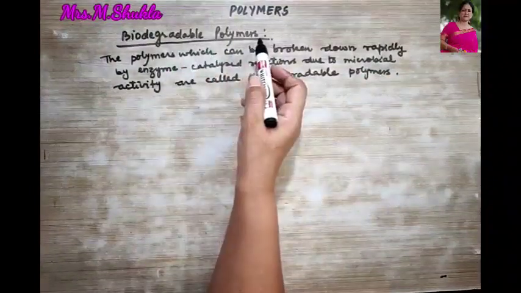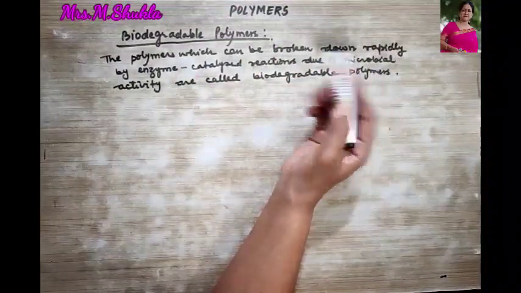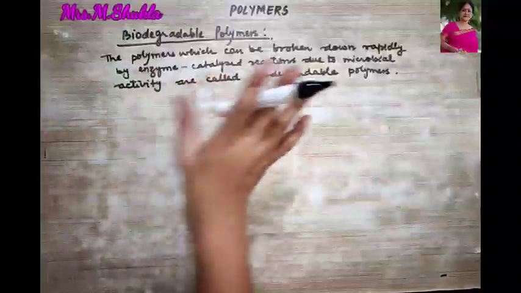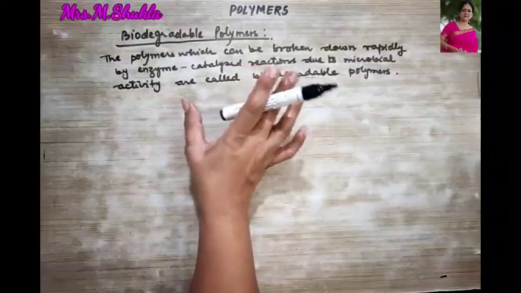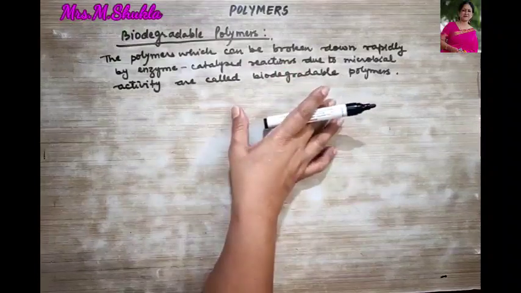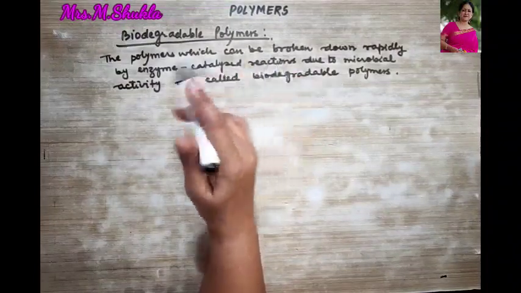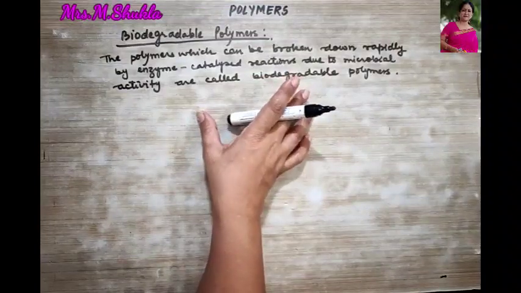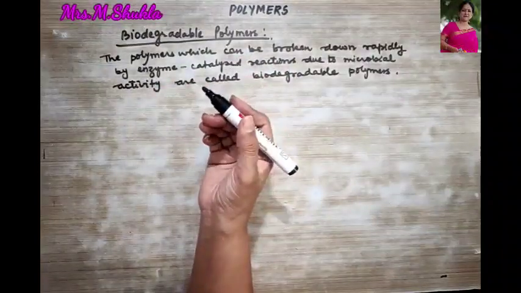So what are biodegradable polymers? The polymers which can be broken down rapidly by enzyme catalyzed reactions due to microbial activity. They are called as biodegradable polymers. Now, there are a large number of polymers which are responsible for the accumulation of polymeric solid waste materials, right? So these solid waste materials cause environmental problems. Why so? Because they remain undegraded for quite a long time. So to overcome these problems, certain new biodegradable polymers have been designed and developed. So what are those polymers which can be easily degraded by the environmental process?